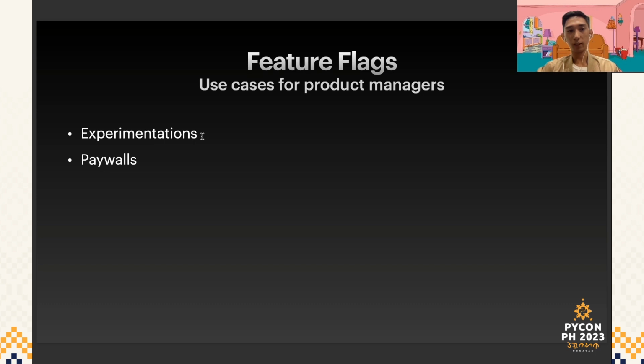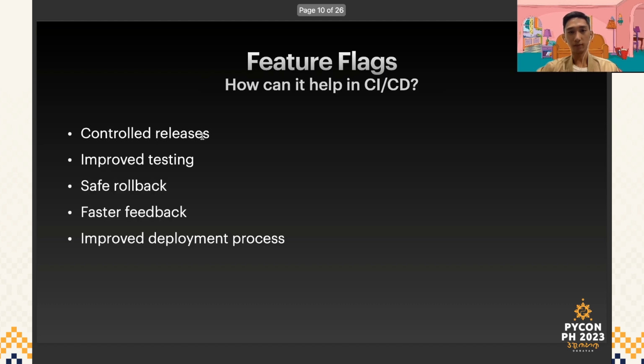So we have experimentations, which is used for serving different features for different users, like A/B testing, so that we can analyze and see if the features are working well for a set of users. Then we can use that to implement for all the users. And we have paywalls or subscription-based features. So if the user is not subscribed or is not a premium user, we can disable some of the features for that specific user. And how can it help in CI/CD?